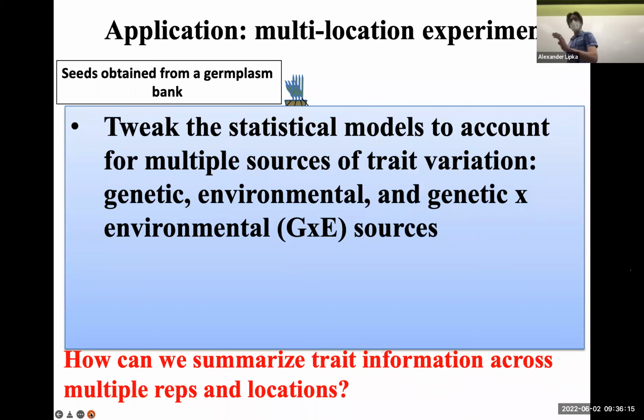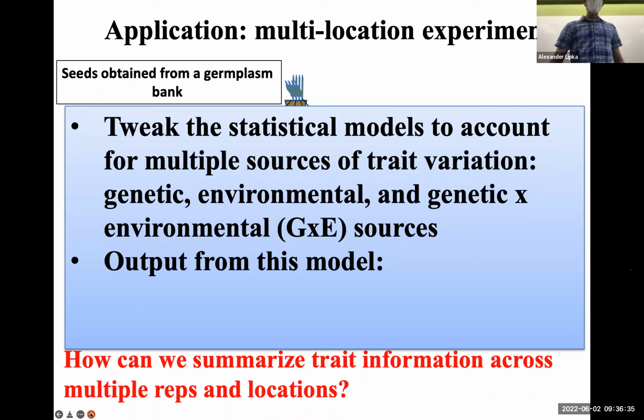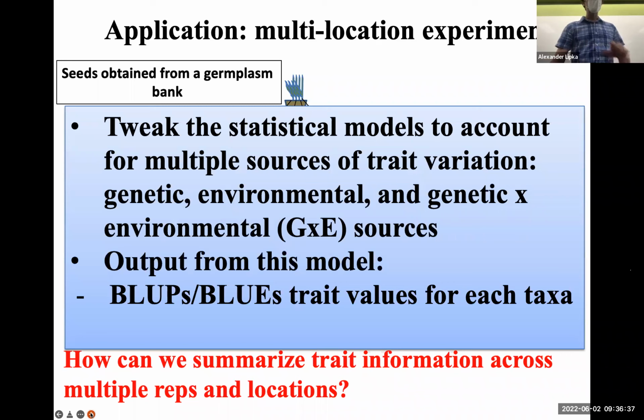So we can tweak the statistical models that we've learned so far to account for genetic, environmental, and genetic by environmental sources. So instead of talking about factor A, density, and factor B, fertilizer, let's now talk about G, E, and G by E. And then the output from this model are going to be BLUPs and BLUEs of trait values for each of our taxa. And what are BLUPs and BLUEs? Stay tuned. I'm going to teach you what they are.